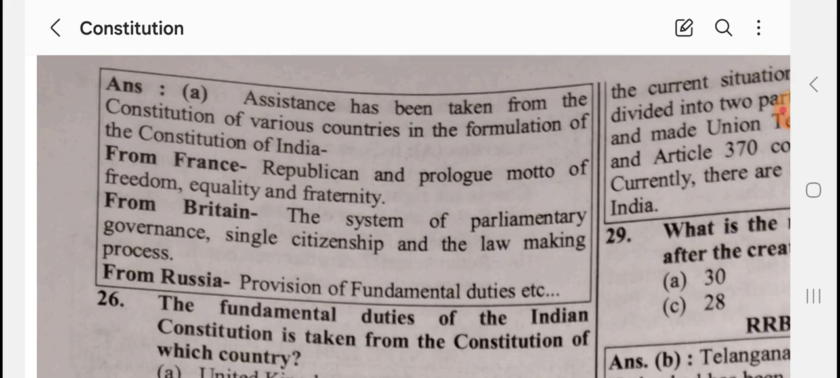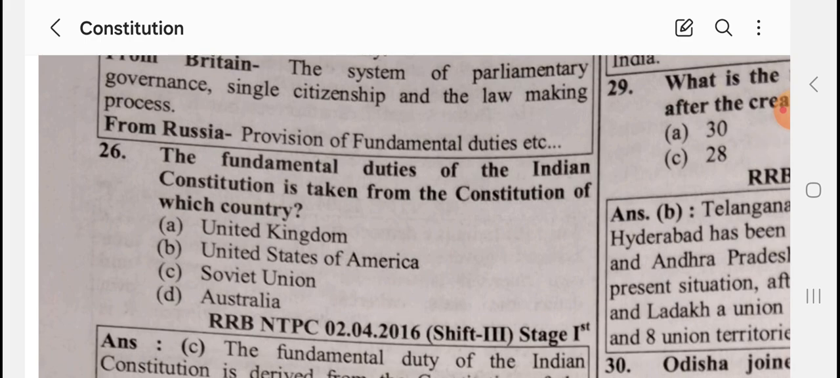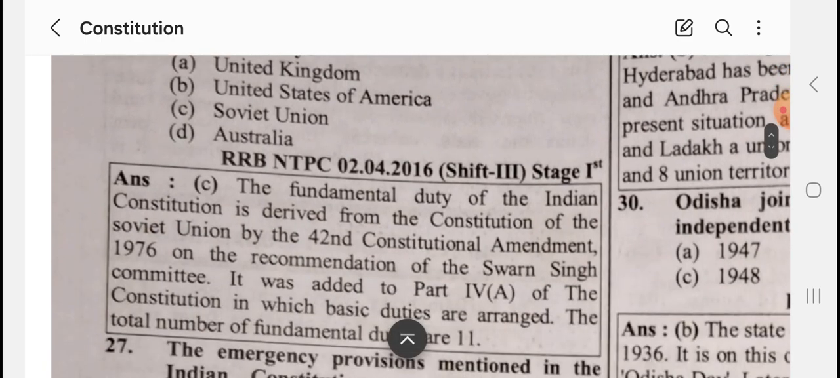From Russia, the provisions of fundamental duties, which were added in the 42nd Amendment Act 1976, Part 4A. Fundamental duties of the Indian Constitution are taken from which country? So here it's the Soviet Union, the previous old name of Russia, USSR.